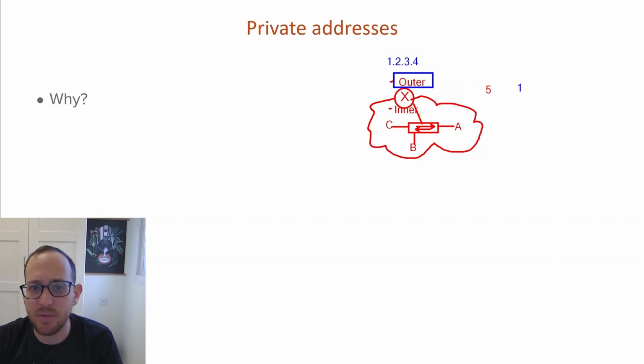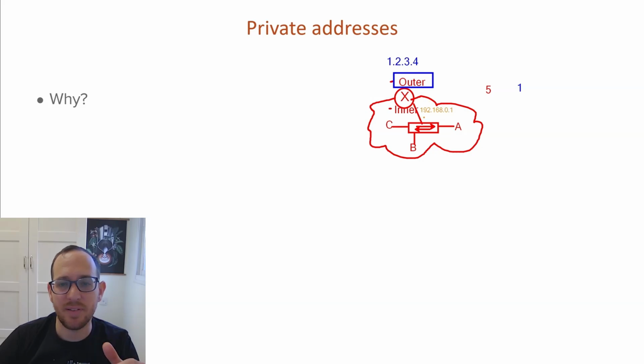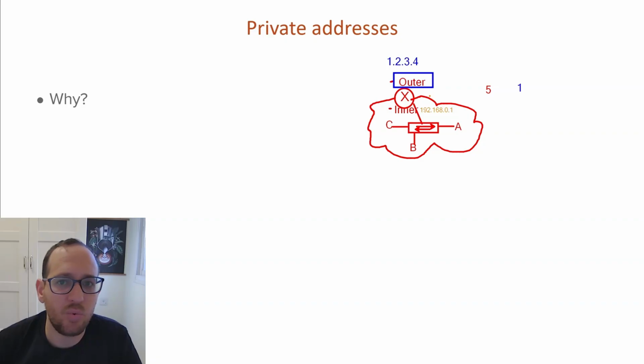For example, the address 192.168.0.1. This is a private address. It means that I can have this address on my network, you can have it on your network, almost every network in the world can have this address. It's reusable, it's private, and it cannot be routed.